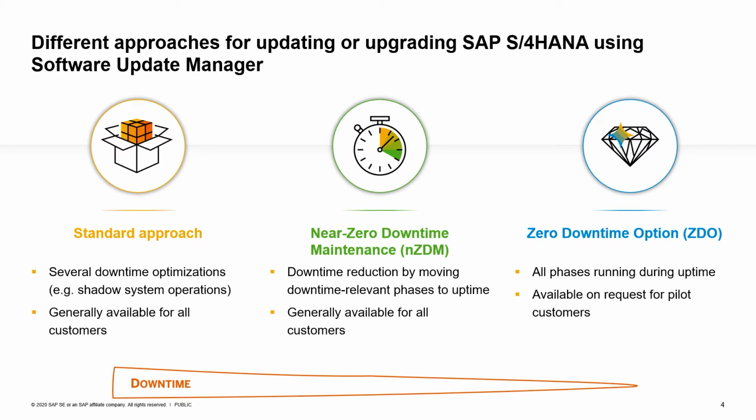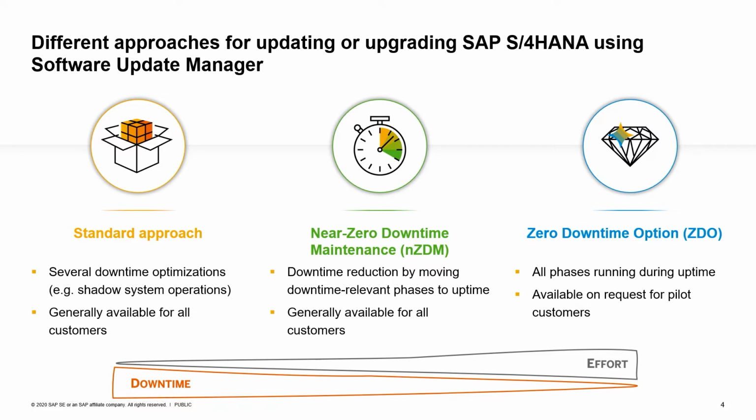Keep in mind, the more you want to optimize the downtime, the more effort you have. So the effort is in terms of how many cycles do I have to run. It's also about the functional validation that we have to perform. So usually you're going to validate the target release, right? But in zero downtime option, the effort for the functional validation increases because we also keep an eye on the source release.